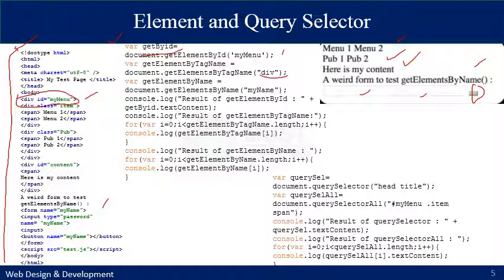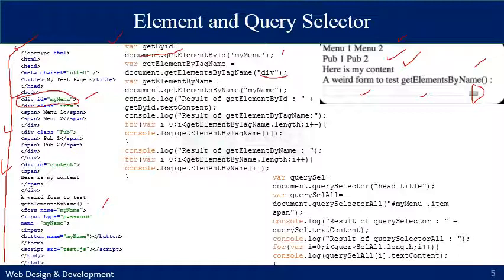This will provide an array of elements with all the divs. That means this div and this one, and if there is another one, this one will be accessed and stored in the variable named get element by tag name.